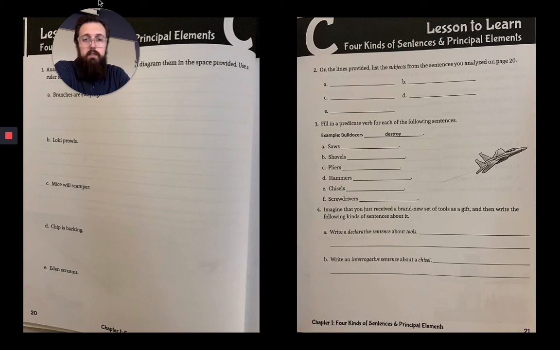Question 3, fill in a predicate verb for each of the following sentences. Make sure to choose an appropriate word for the subject. So, for example, bulldozers destroy. For question A, saws, and it's talking about the tool, like a hand saw, something that cuts. But make sure it's appropriate. Saws jump, that doesn't make sense. Make sure it's an appropriate predicate verb.